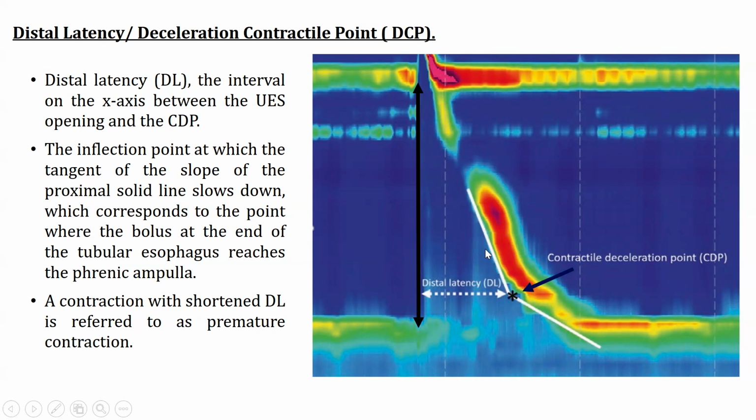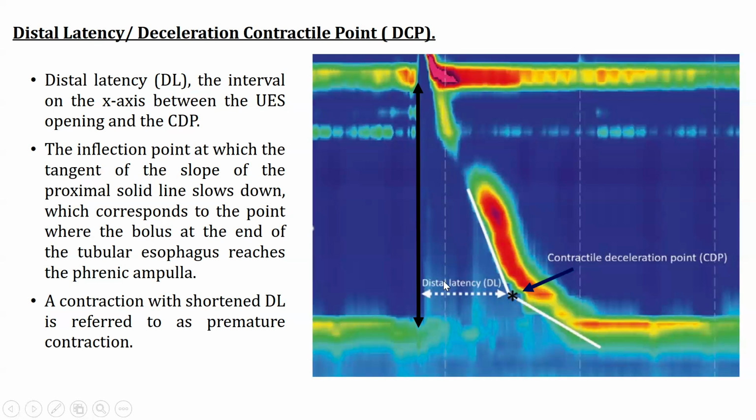It was quick, fast, then it became slower. This point, we call it the contractile deceleration point, okay? First, we have to set this point. Then we have to measure the distal latency. Why? Because the distal latency is the distance between this point and the line where the swallow started. Okay, the swallow started from here. So this is the vertical line, and this is the contractile deceleration point. So this is the distal latency.